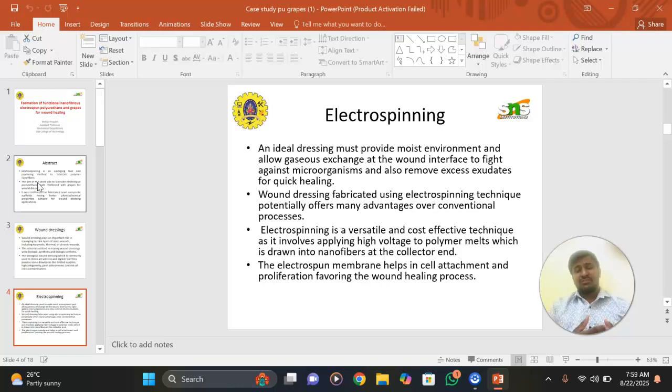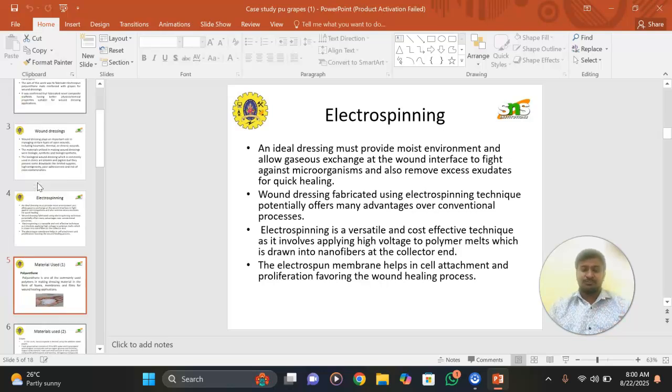The nanofibers possess advantages like a high surface area and porous structure, which help the cells adhere to the surface and help in tissue remodeling. Further, electrospinning is a versatile and cost-effective technique. So I used the electrospinning technique for my research.